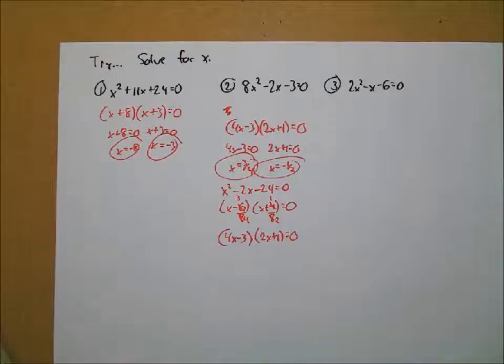All right, last one, number 3. Let's go to Madison. Madison, did you get this one to factor? Yeah, I got x equals 2 and x equals 3/2. x equals 2 and x equals 3/2. So what method did you choose to use here?